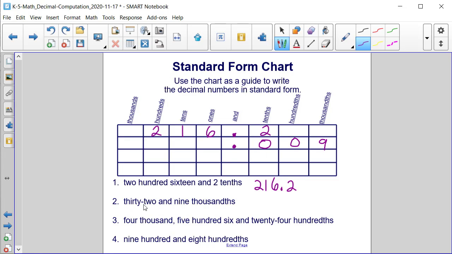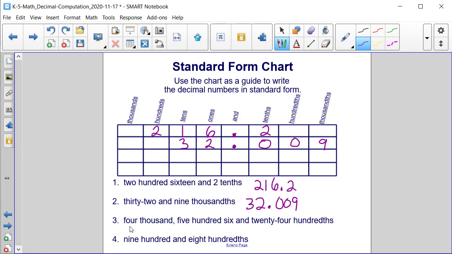And then to the left, we have the number 32. That consists of 3 10s and 2 1s. So we can write this as 32 and 9 thousandths.